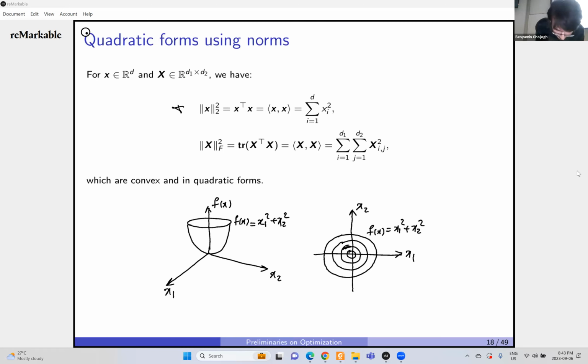Okay, quadratic forms, as you see. Using the equations that we had, this is the quadratic form x transpose x for vector x, but for matrix X it is trace of X transpose X. And they are like balls. As they are quadratic, they are smooth.